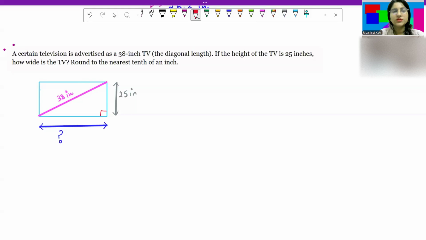Now, what do you think we will do here? We'll do h squared equals b squared plus p squared. Yes, very good. So over here, we don't know one side. Let's call it x. According to the Pythagorean theorem, because it is a right angled triangle, 38 squared is equal to x squared plus 25 squared.